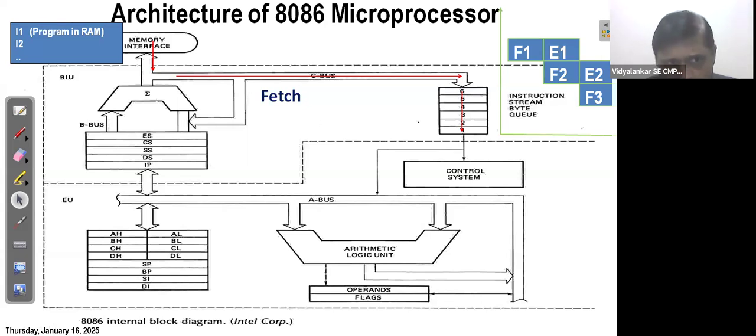Then your BIU will fetch instruction 2 from memory RAM into this instruction queue like this. Observe it. Essentially you can see a small diagram aside which indicates which instructions you are fetching. So your BIU will fetch instruction 1, then it will fetch instruction 2, then instruction 3, and so on.